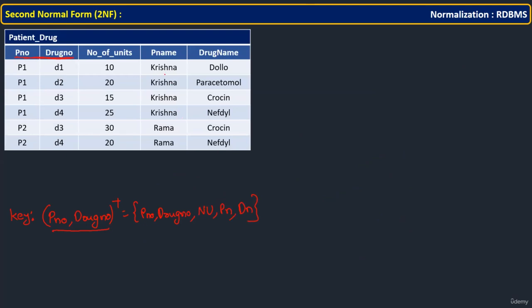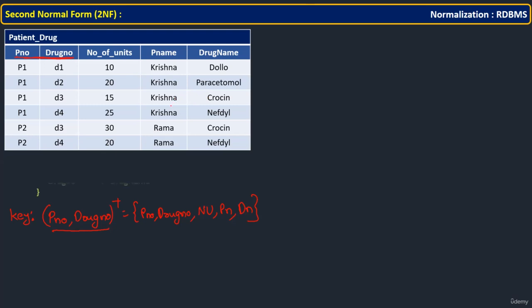Krishna, how many times is it repeated? How many times is patient 1 there in the table? Or even the drug also, how many times you repeated, how many times that particular drug number is there. So this kind of thing is not allowed. So what is the solution?